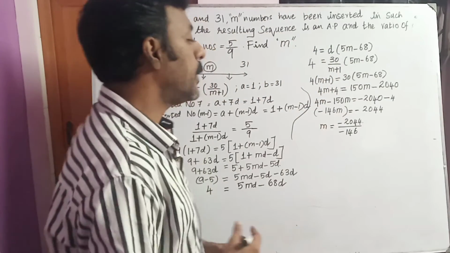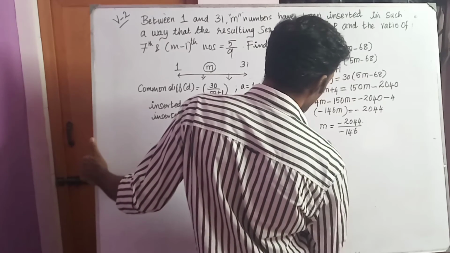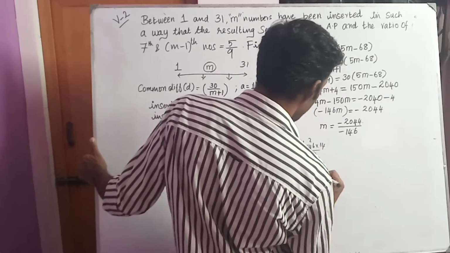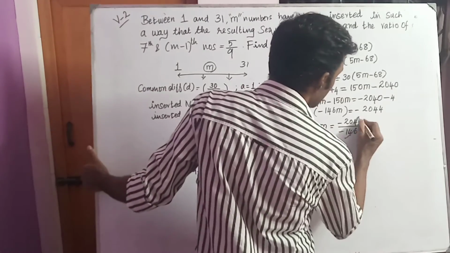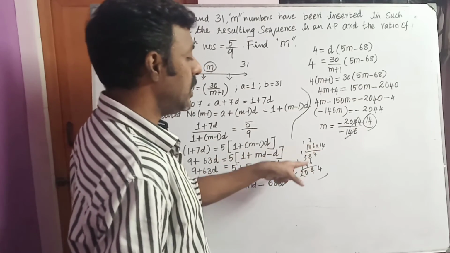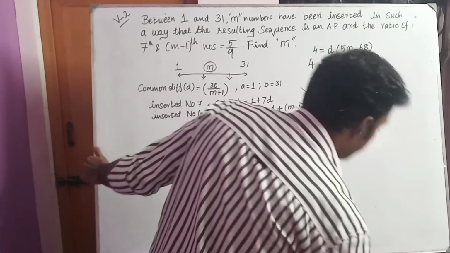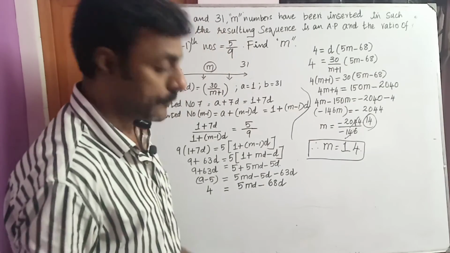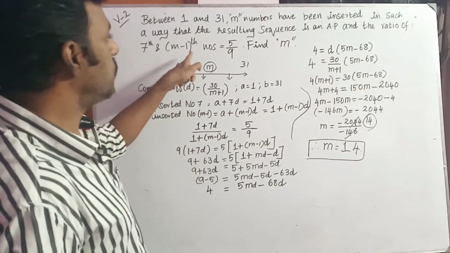So 2044 divided by 146 will be 14, because 146 into 14 yields 2044. So therefore the value of m is 14. So this is the final result. They are asking us to find the value of m by giving the ratio. Based on this we have solved and found the value of m.